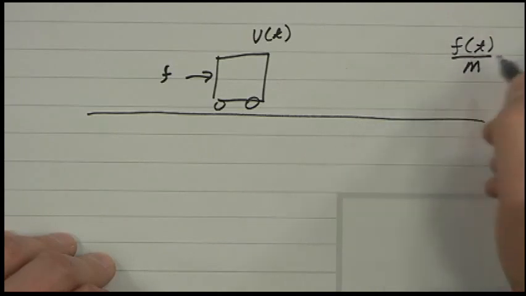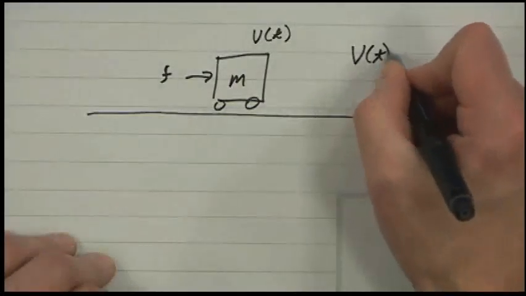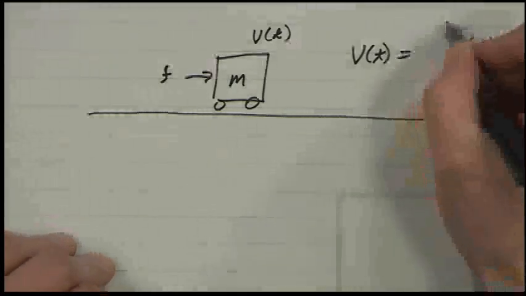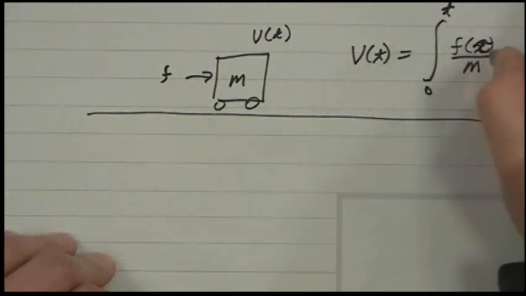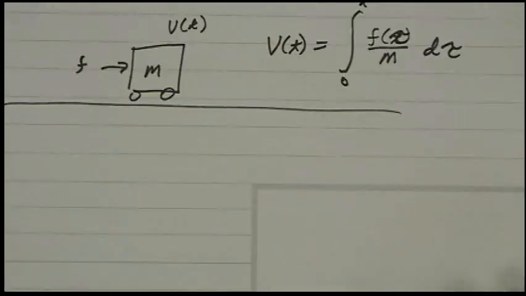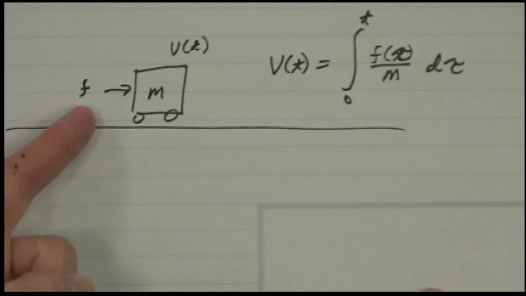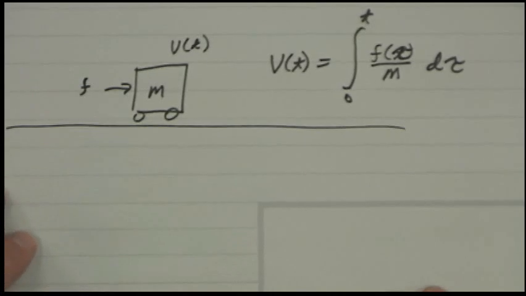And the velocity is actually the integral of the acceleration. So this is going to be the integral from 0 to t of the force over m, d tau. So the velocity is the integral of the force. And the voltage is like the force, and the current is like the velocity. And the mass is like the inductance.